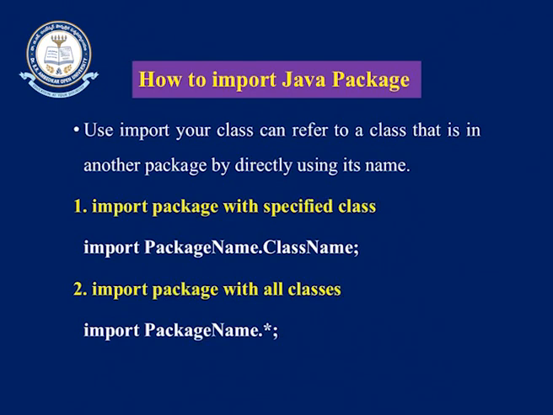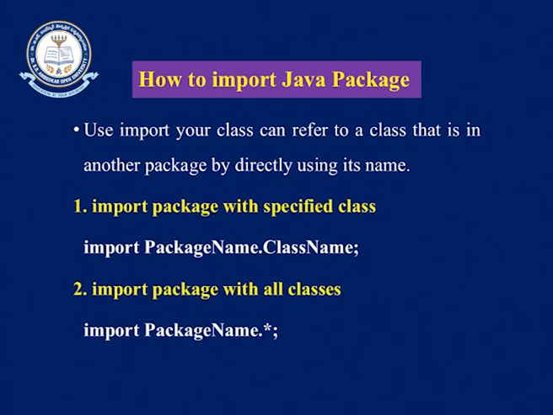In such cases, the syntax we need to use is: import keyword, space, package name, dot, star, semicolon. Let me repeat: import space package name dot star semicolon. For example, if I want to import the package P1 with all the classes, the code we need to write is import space P1 dot star semicolon.